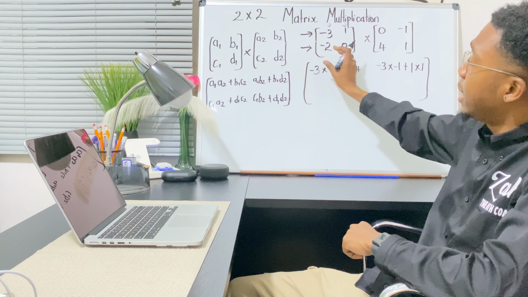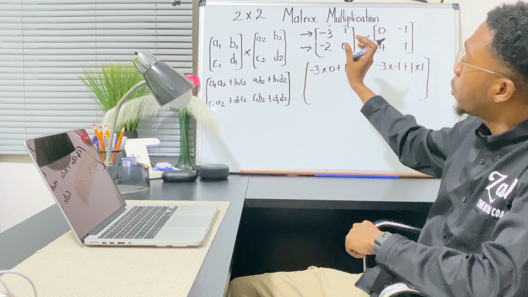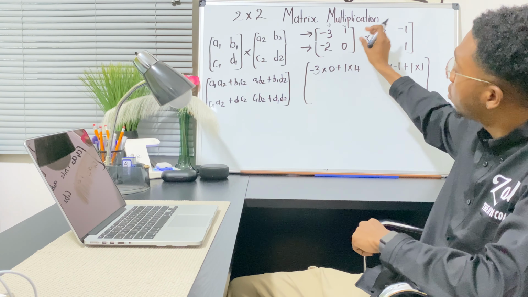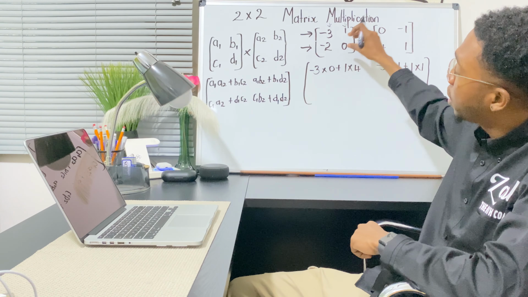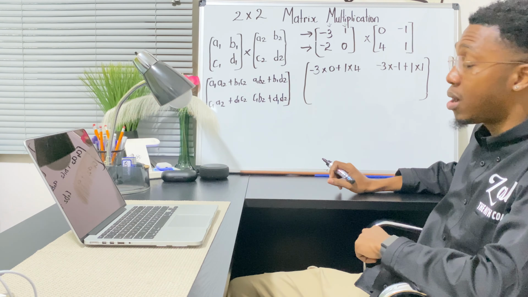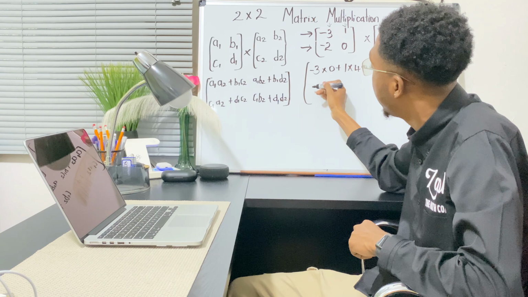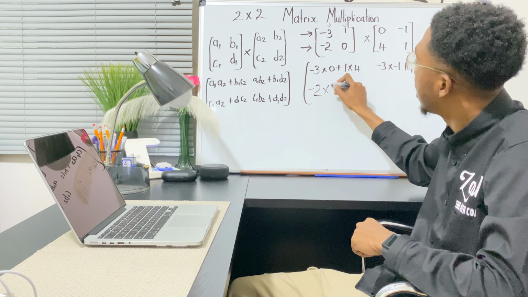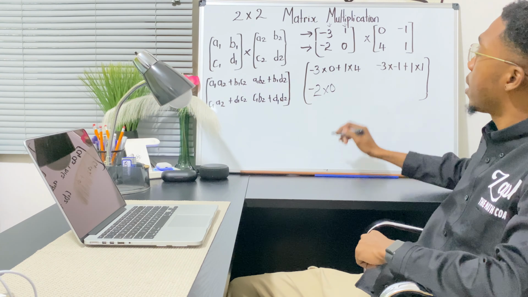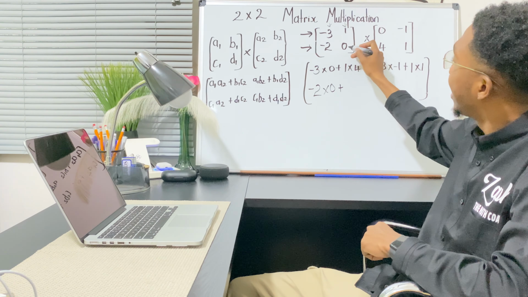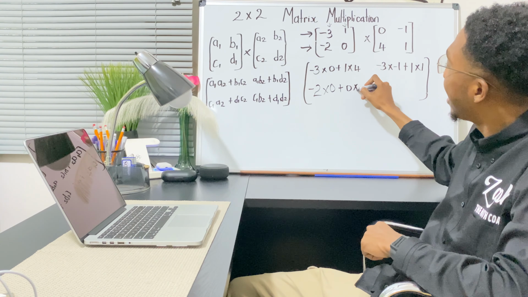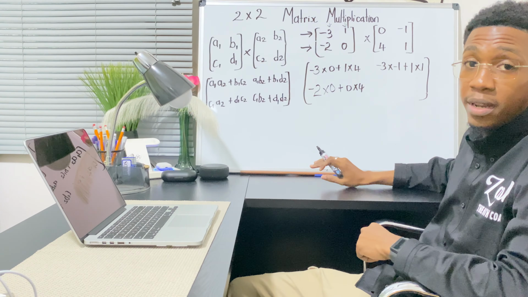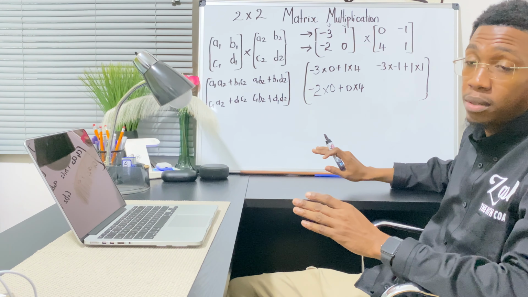Now we're finished with the first row. Let us work with the second row, and we're going to apply the same procedure. We're going to multiply the second row times the first column, and then the second row times the second column. We have here now negative 2 times 0, then plus 0 times 4. Here we go. If you're following this right here, you'll definitely not go wrong at all.